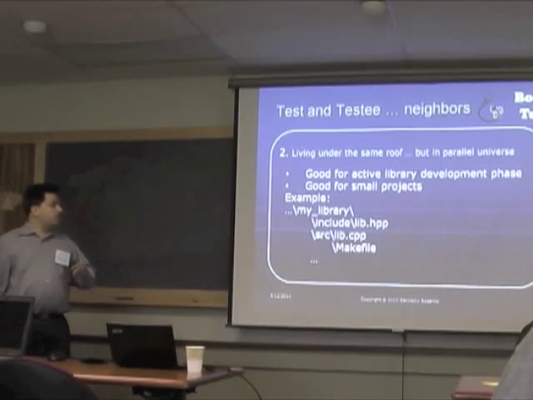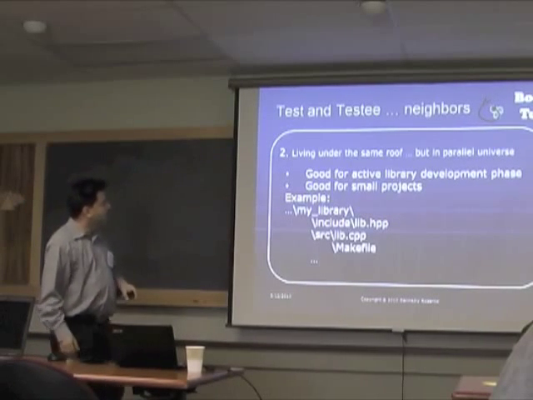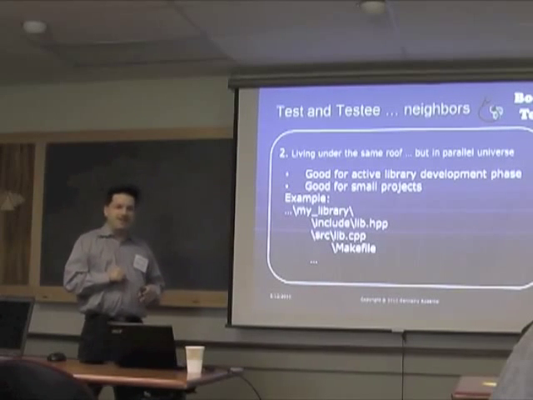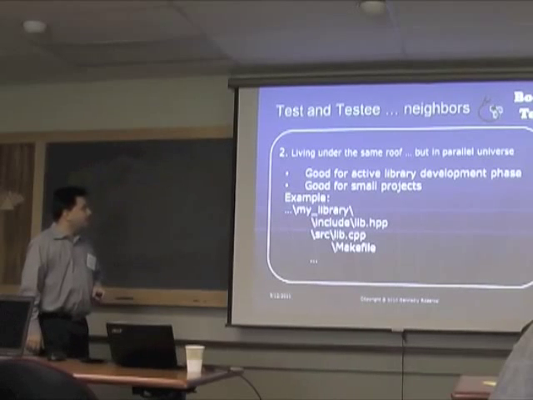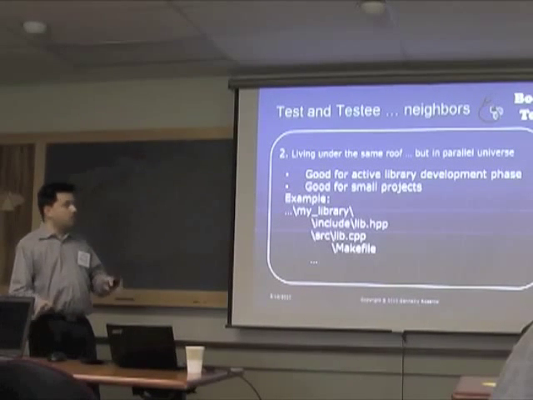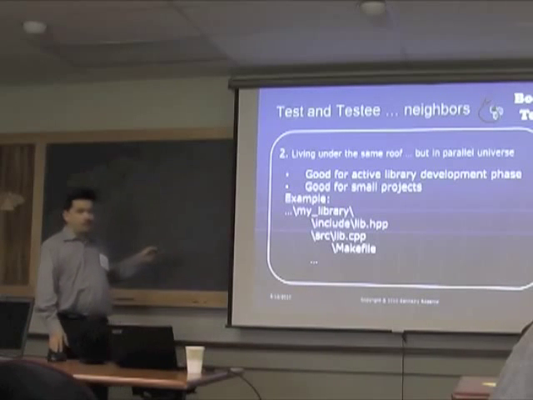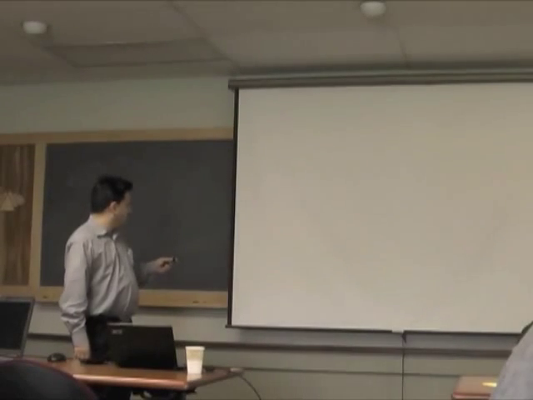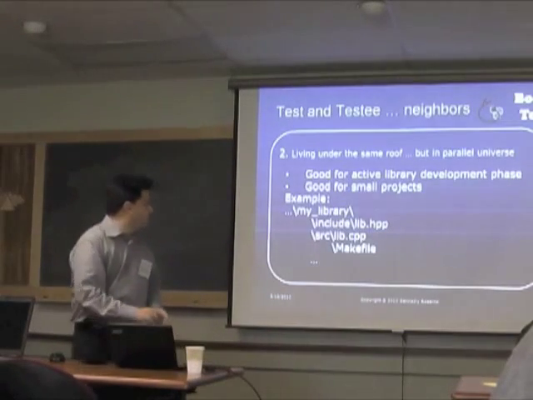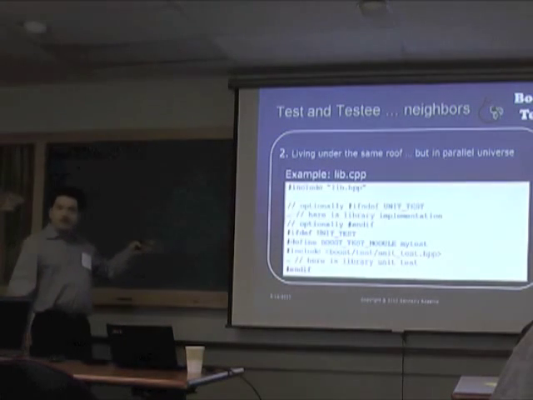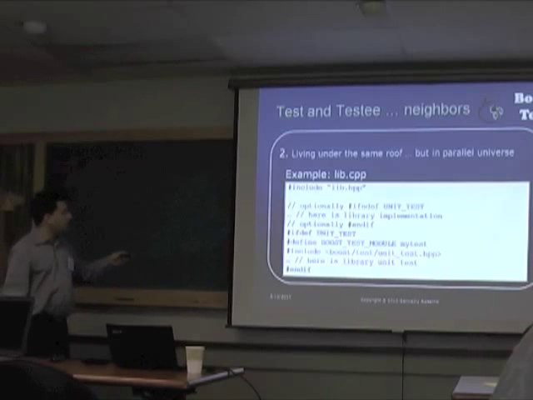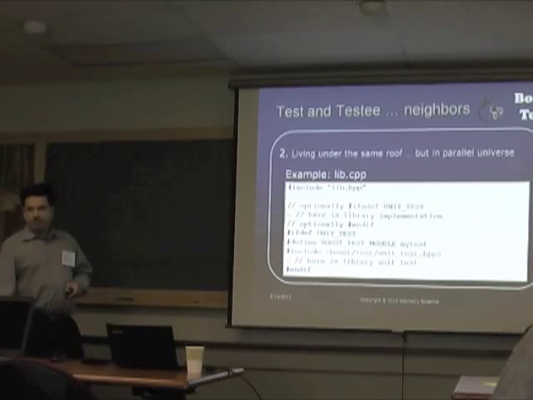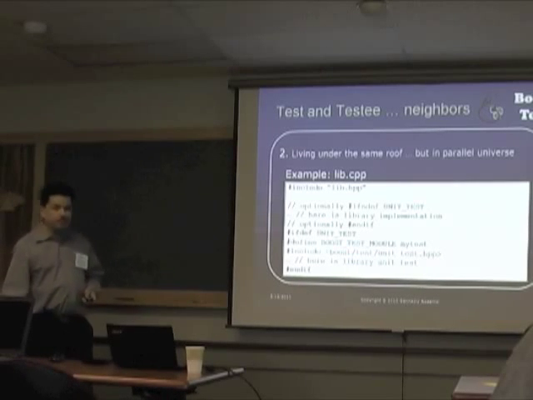Here I'd like to introduce an alternative usage scenario where you have the test entity living under the same roof, but in a kind of parallel universe, if you want. That's good for small projects and good when you do initial development of a library. The directory structure is going to be your library: include, source, and a makefile, but as you can see, there is no test directory here. The source file in this case is going to look slightly different. You have your library implementation, followed in the same source file by the unit test section, with your test cases right there.